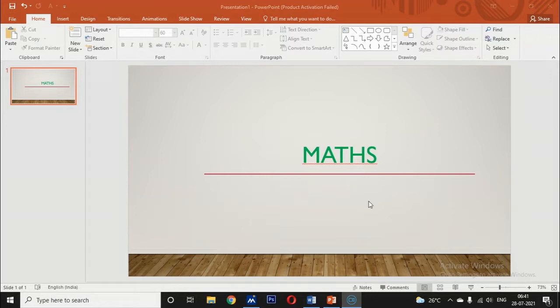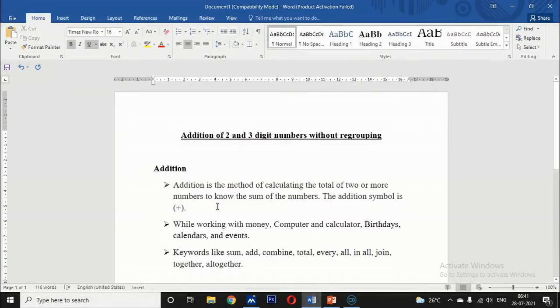Children, in today's class we are going to learn a new unit, that is addition. So children, what is addition? Addition is the method of calculating the total of two or more numbers to know the sum of the numbers. The addition symbol is plus. So we use the plus symbol to add two numbers.